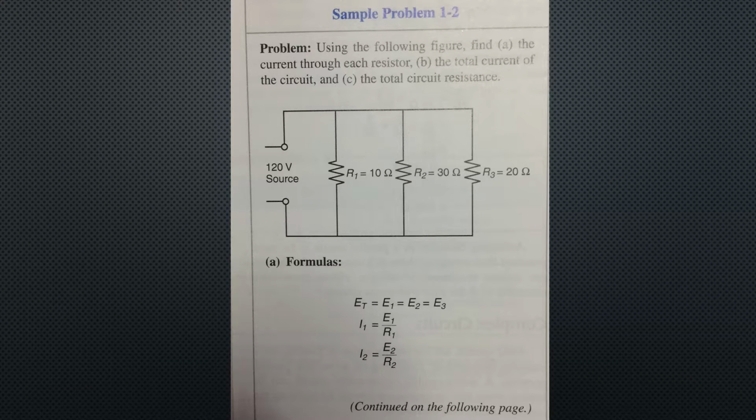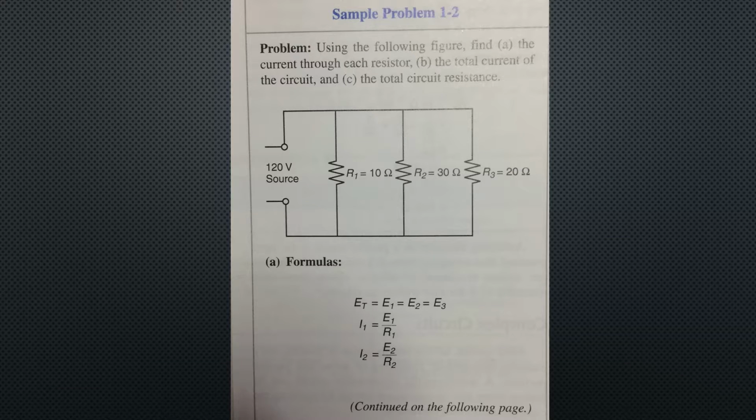Notice that the characteristics of a parallel circuit are in many ways opposite to those of a series circuit. The following example illustrates the relationships at work in a parallel circuit. In the problem shown on the screen, using the following figure, find the current through each resistor, find the total current of the circuit, and finally find the total circuit resistance.